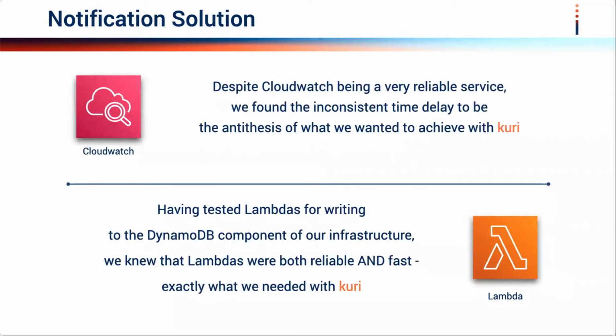We already knew that lambdas could poll an SQS queue for messages. We also knew that they were highly reliable and instantaneous, allowing us to process DLQ messages without delay. We now needed to find a way to alert users using a lambda.